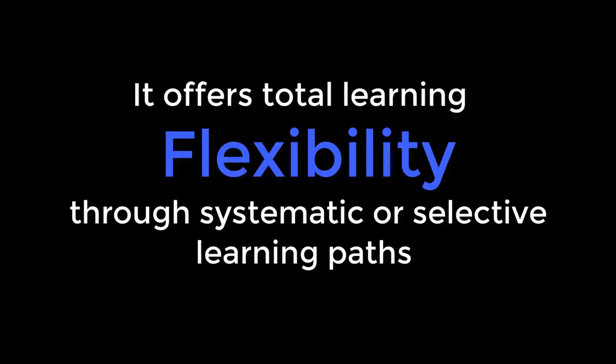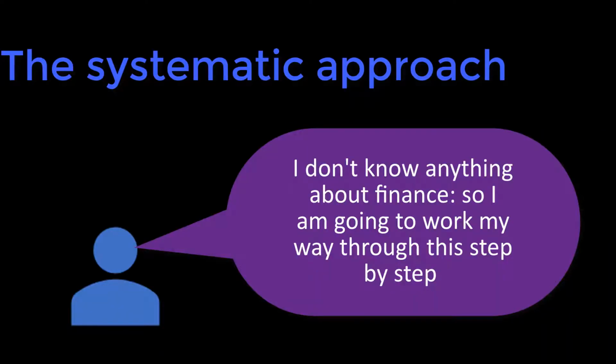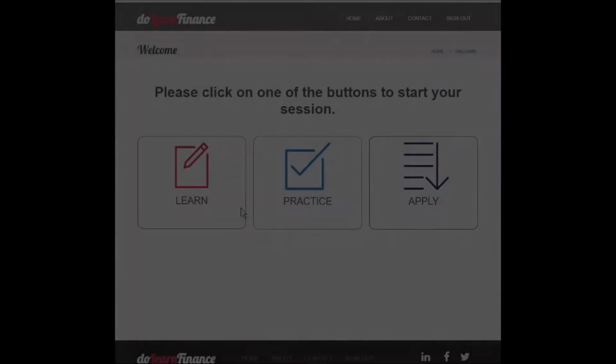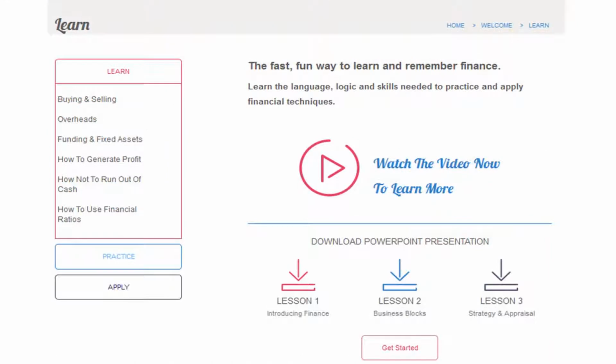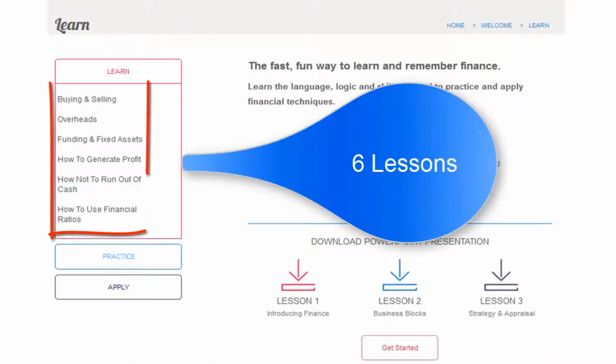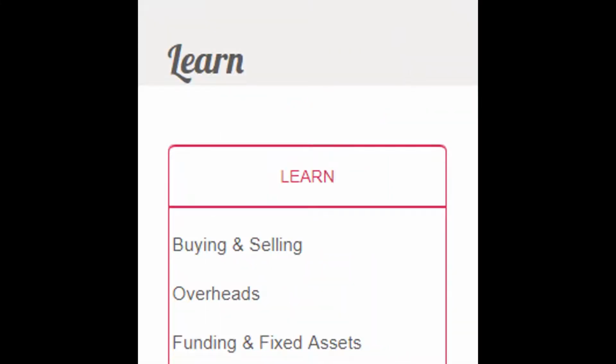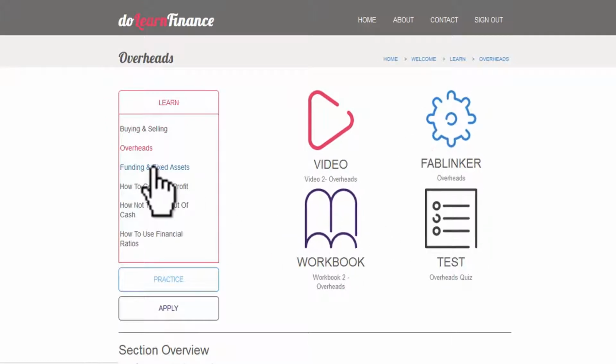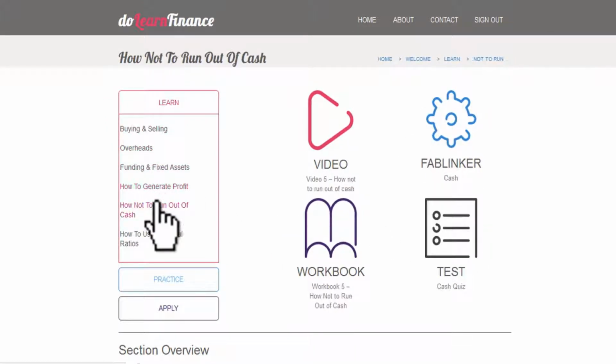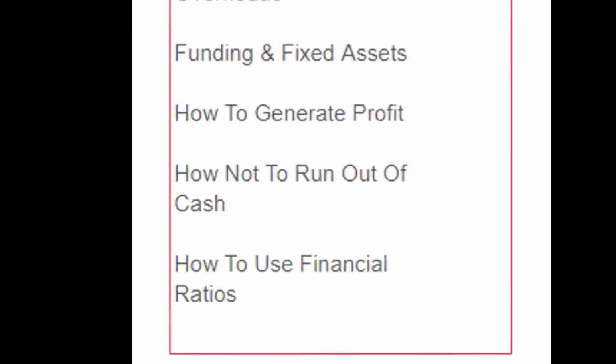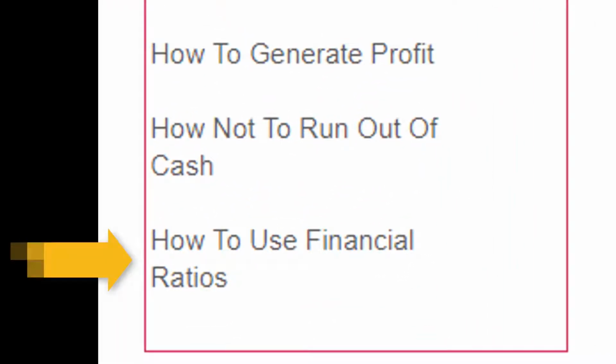It offers total learning flexibility through systematic or selective learning paths. The systematic approach is perfect for people with little or no financial knowledge. This systematic learning option follows the normal pattern of business activity: buying and selling, overheads, funding and fixed assets, before turning to the more strategic aspects of how to generate profit, how not to run out of cash, and how to use financial ratios to assess business performance the way professionals will.